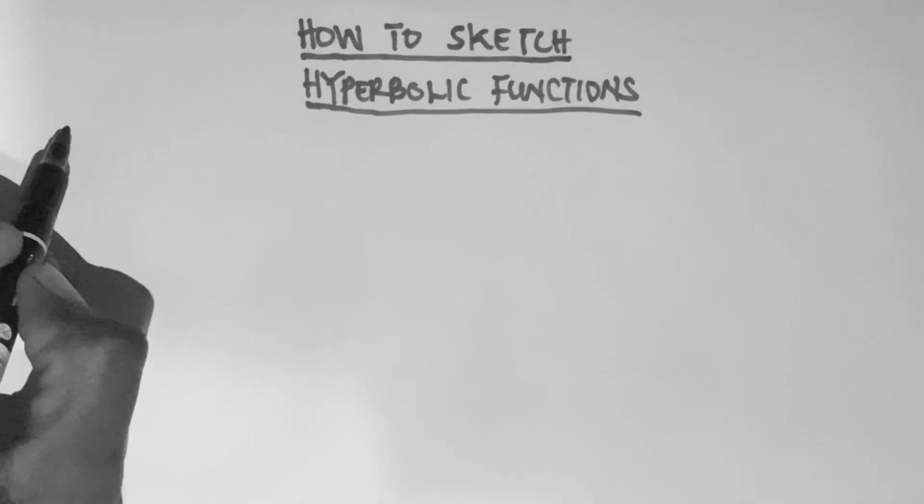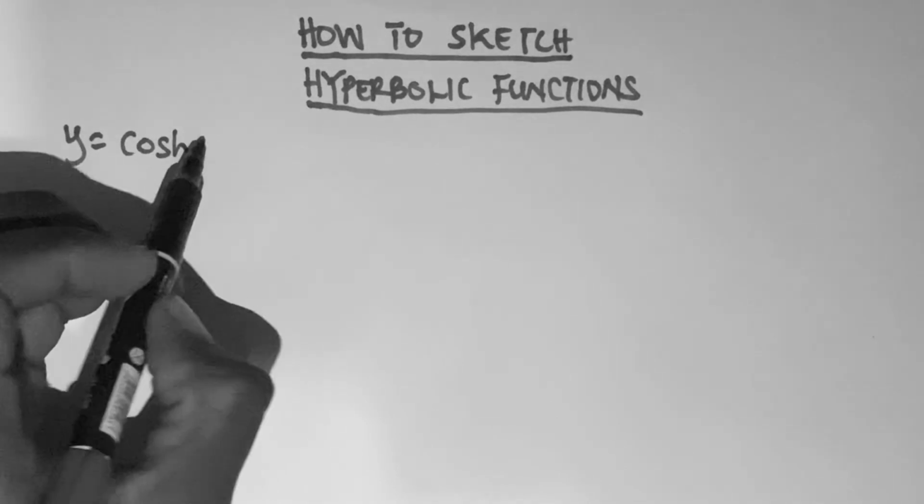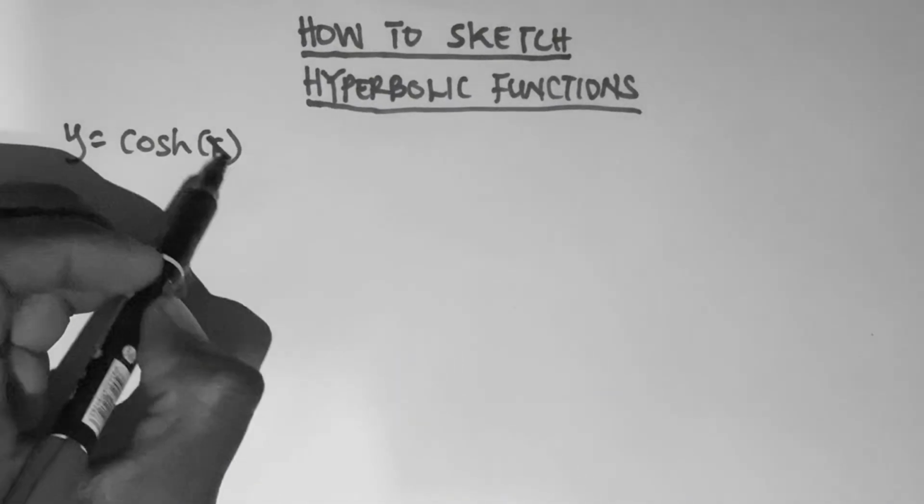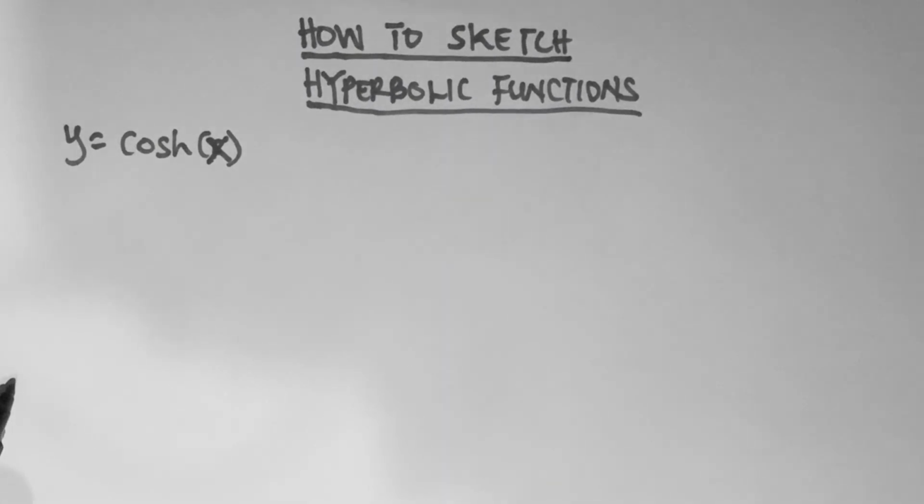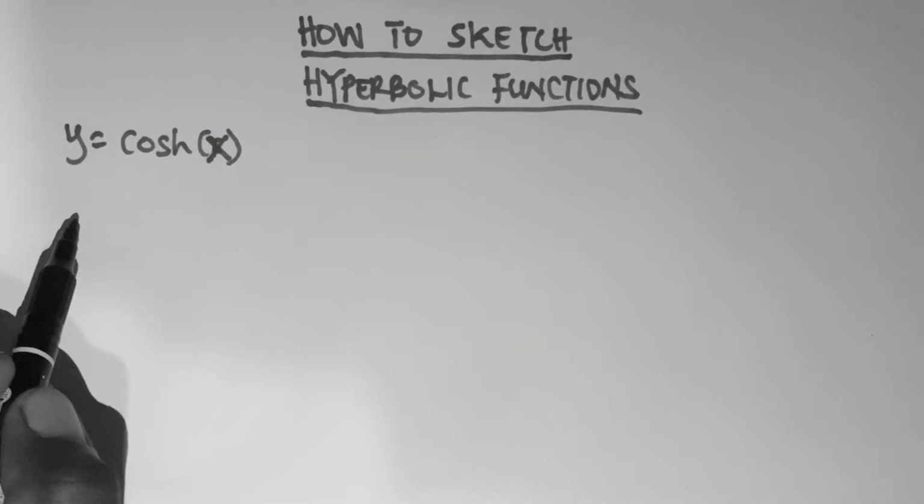In this video, we are going to talk about how to sketch hyperbolic functions. So for example, let's assume we have the function y is equal to hyperbolic cosine of x. How do we sketch this function? The way to go about it is to define the hyperbolic cosine of x.